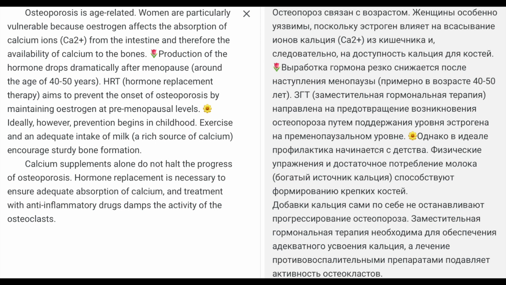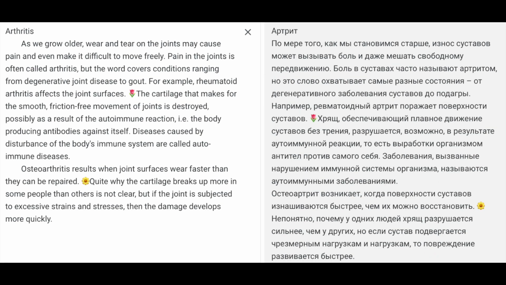Ideally, however, prevention begins in childhood. Exercise and an adequate intake of milk, a rich source of calcium, encourage sturdy bone formation. Calcium supplements alone do not halt the progress of osteoporosis. Hormone replacement is necessary to ensure adequate absorption of calcium, and treatment with anti-inflammatory drugs damps the activity of the osteoclasts.